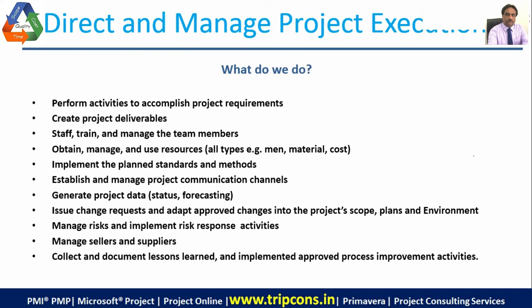And during the project execution, we staff, we train. Staff means taking in people. We train the people, we manage the team members. We get, manage and use resources, all types of men, material and cost. We implement the planned standards and methods. We establish and manage project communication channels. We generate project data, status and forecasting. We issue change requests and adopt approved changes into the project scope, plans and environment. We manage risk and implement risk response activities. So we are doing all these things.